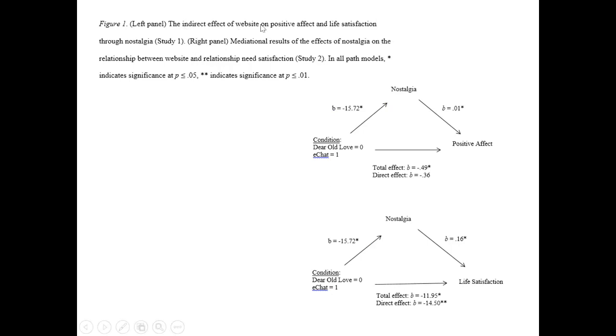Here's how it's described: the indirect effect of the website on positive affect and life satisfaction through nostalgia. Mediational results of the effect of nostalgia on the relationship between website and relationship need satisfaction in all path models. Star indicates significance at whatever level you want to set it at. That's it. You need that one paragraph and you need these tables. You don't need anything else to publish mediation anymore. So I know we just went through a lot, but that is mediation. There's not really anything more to it.